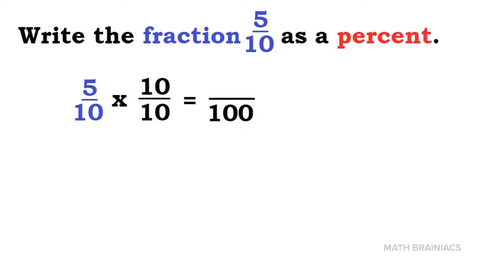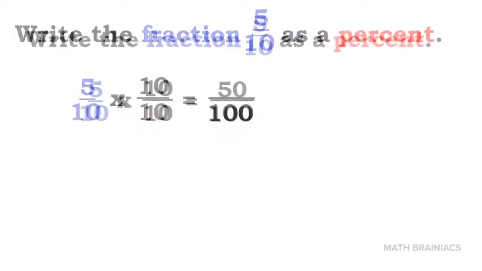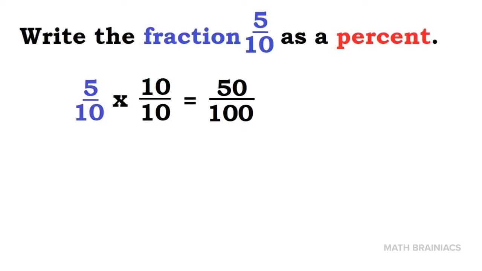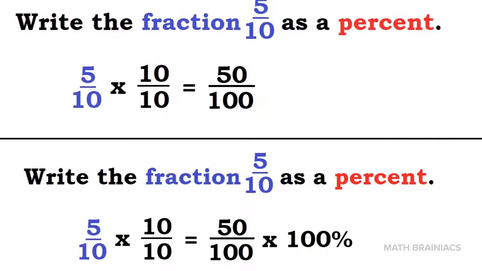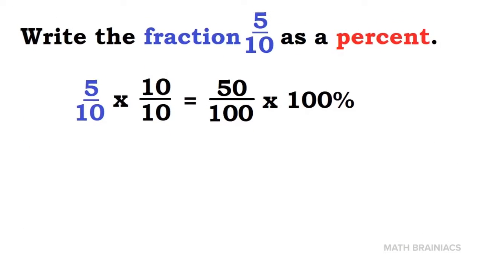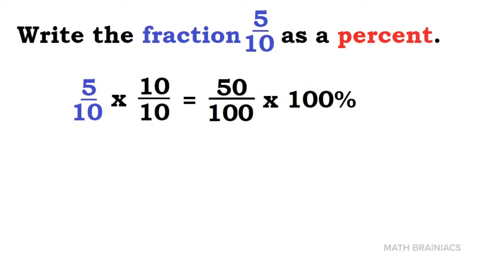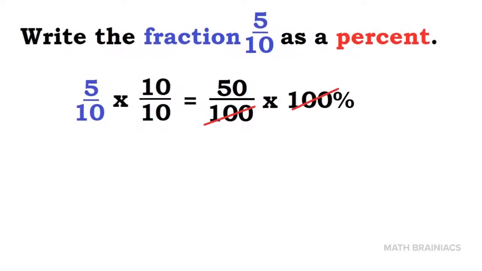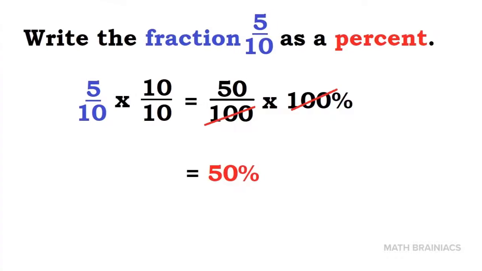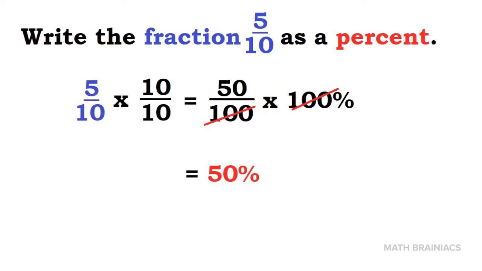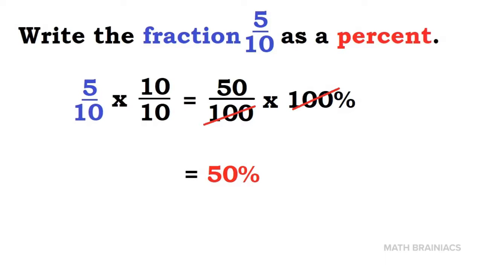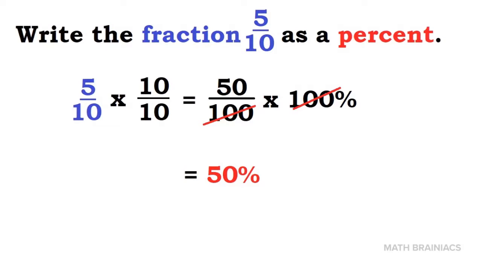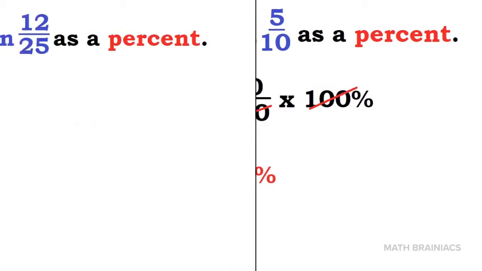Accordingly, 10 times 10 is equal to 100. And 5 times 10 is equal to 50. Multiplying 50 over 100 by 100%, we can cancel out the 100 straight off and it will give us 50%. Subsequently, the percent of fraction 5 over 10 is 50%.